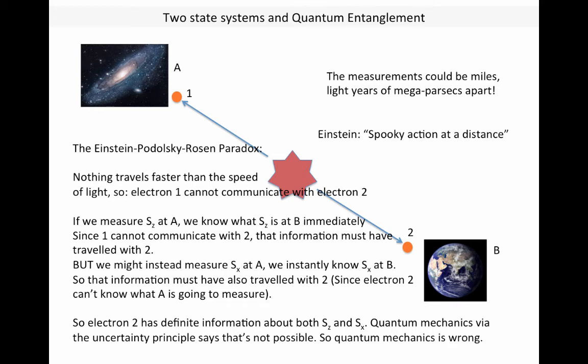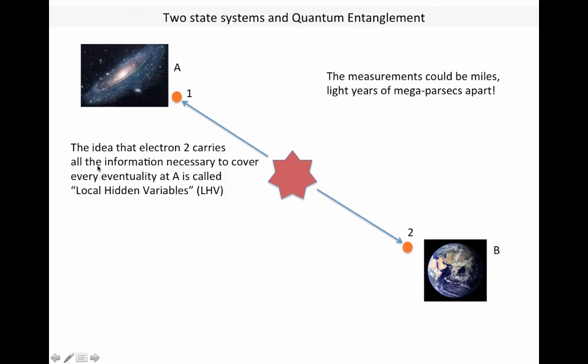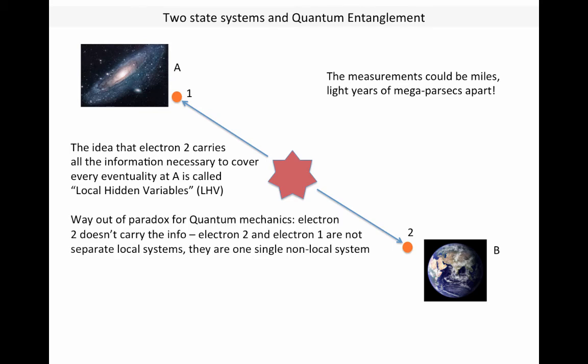extra information is. Now, the idea that electron 2 carries all the necessary information in some underlying theory that we haven't discovered yet is known as a local hidden variables possibility, or a local hidden variables theory. All right, there are these hidden variables, hidden quantities that quantum mechanics hasn't got at yet. And we need to discover this even more fundamental theory that accounts for these local hidden variables.